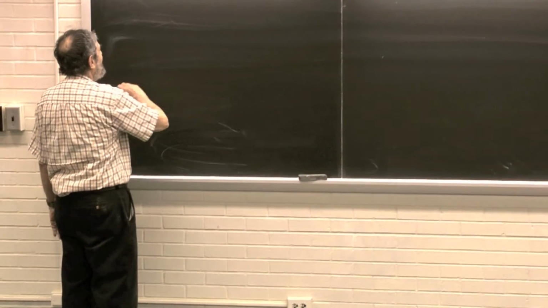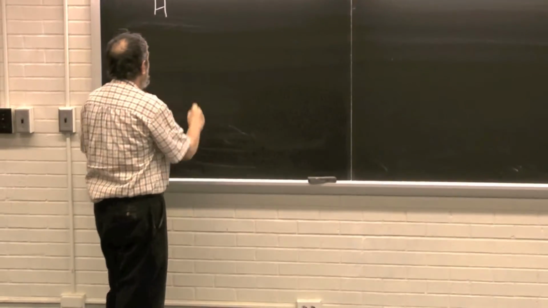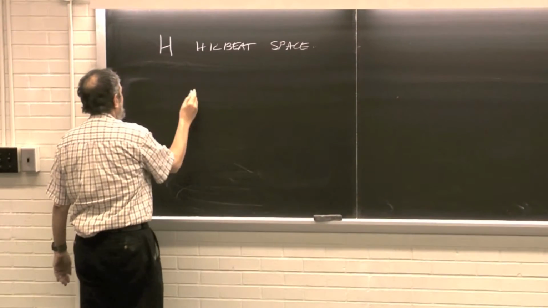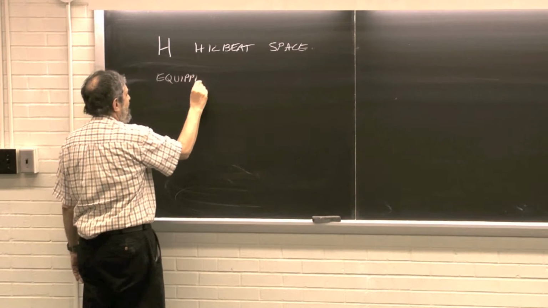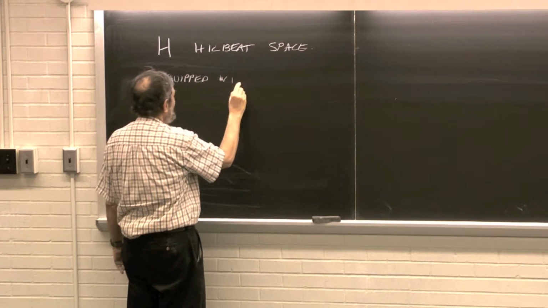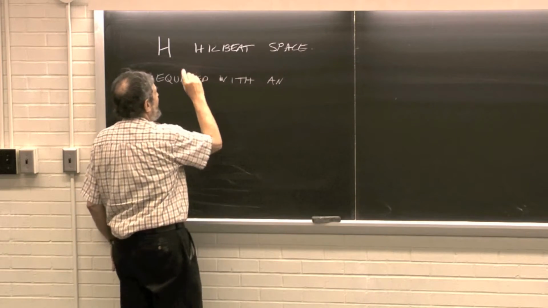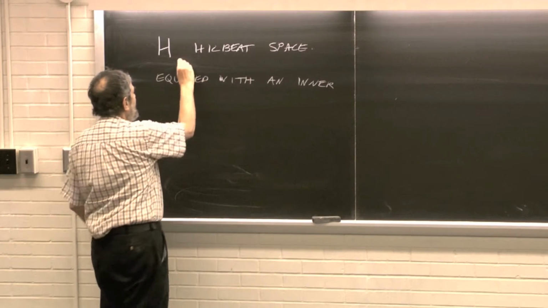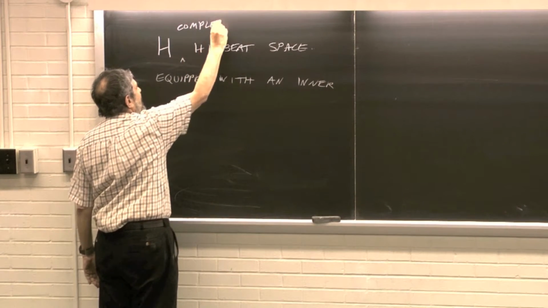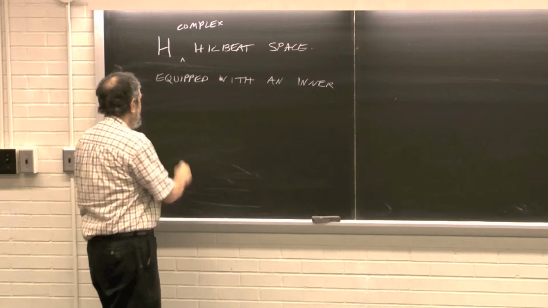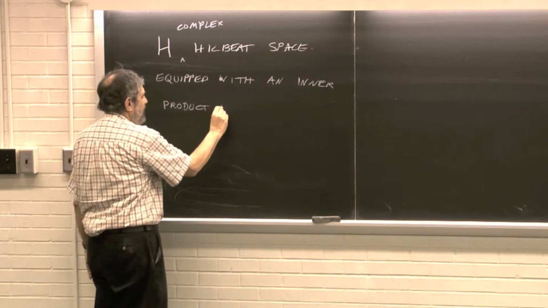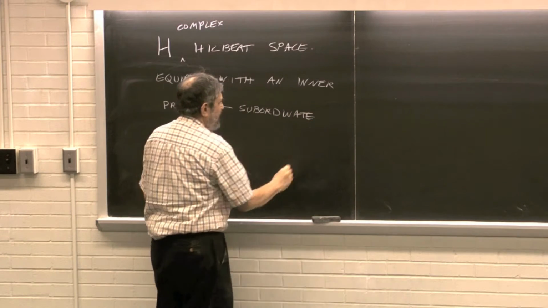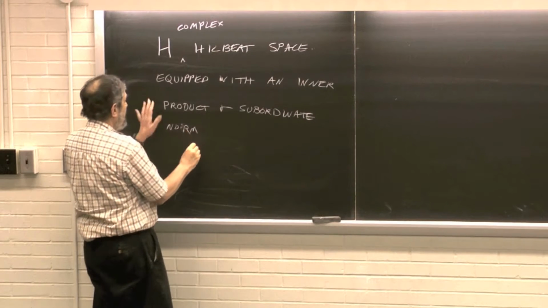Okay, so for almost all the things that we're going to talk about, H is going to be a Hilbert space. That means it's equipped with an inner product. Really one of the themes of what we're going to be talking about today, and already I've left something out, is that it's going to be a complex Hilbert space. That's really going to make a lot of what we do work. So it's equipped with an inner product and the subordinate norm, which makes it a Banach space in particular, and we're going to assume that it's complete.